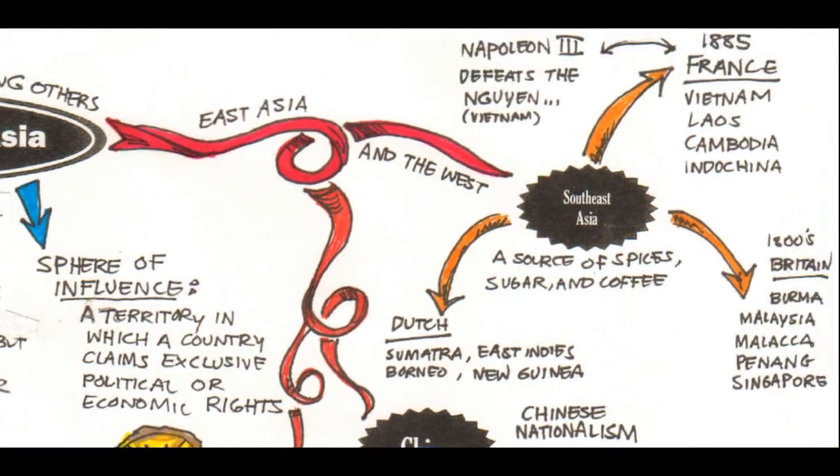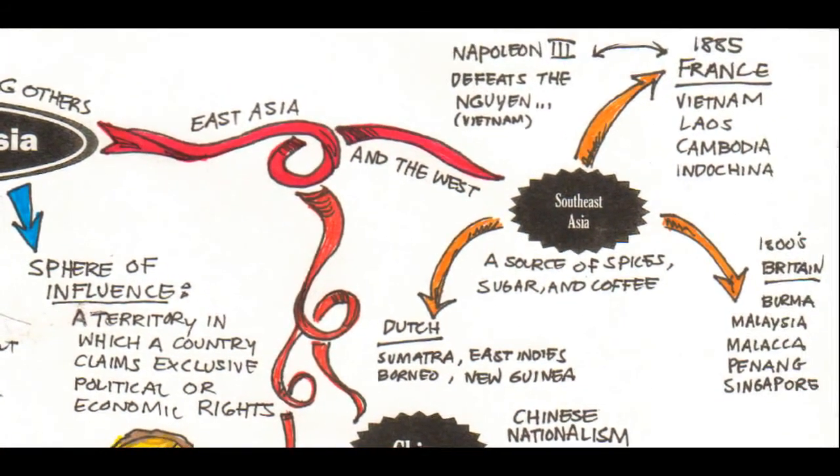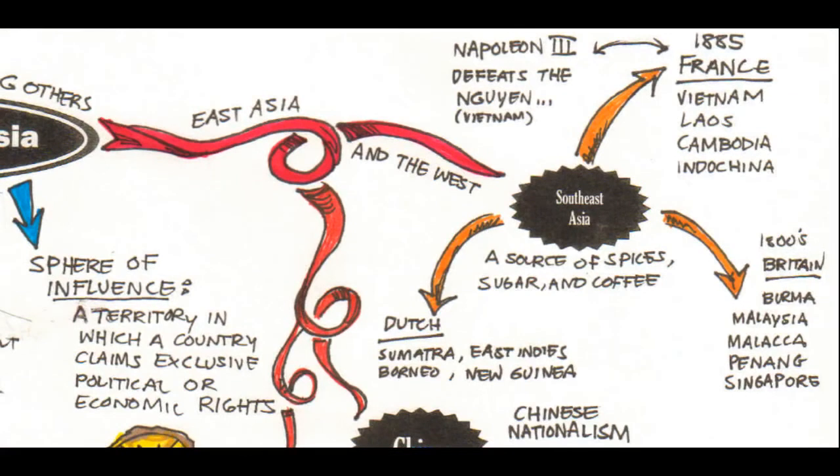Next, we're going to look at East Asia and the West. So this is where we're going to look at China and Japan. First, we'll take a look at Southeast Asia and look at how it was divided up between European countries.